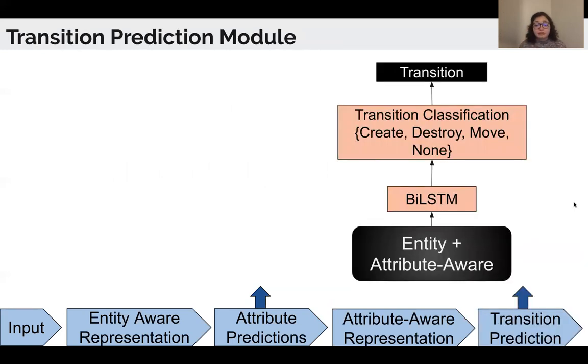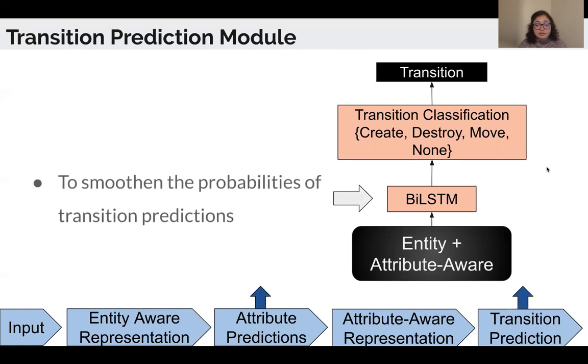The entity-aware representation and attribute-aware representation are then passed to the transition prediction module, which classifies over 4 different classes: destroy, move, create, and no transition. In order to have smoother predictions, we use a BiLSTM layer to have a memory of the previous predictions.